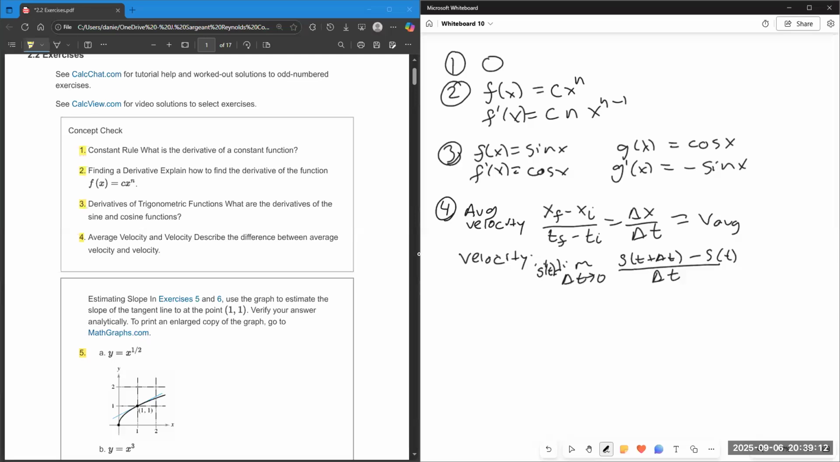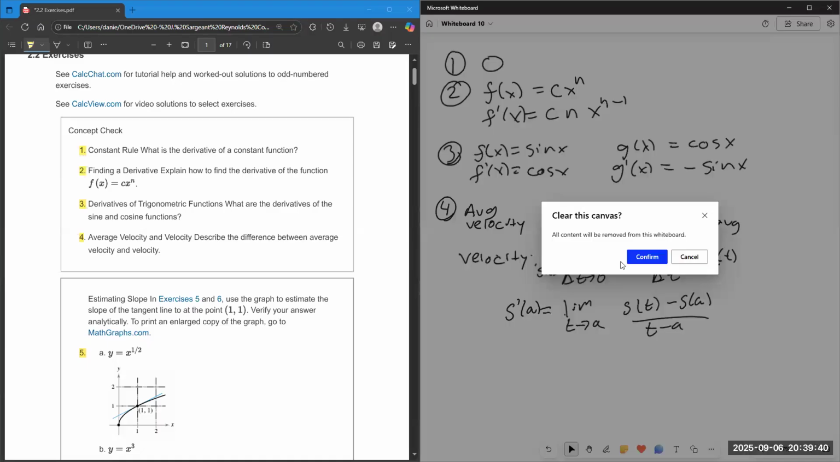We're usually going to do it where we know what the value is: the limit as t approaches a of s of t minus s of a over t minus a is s prime at a, because we're usually given a specific time that we want to find the velocity at. So, all right, let's look at number 5.